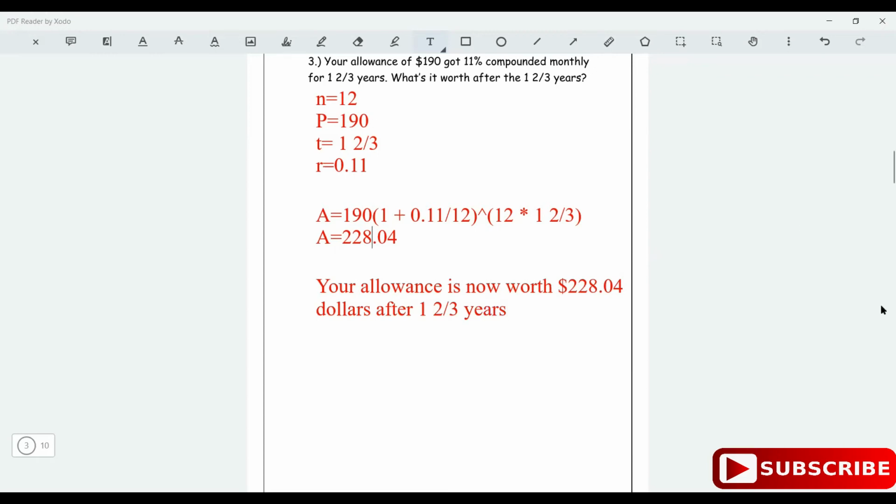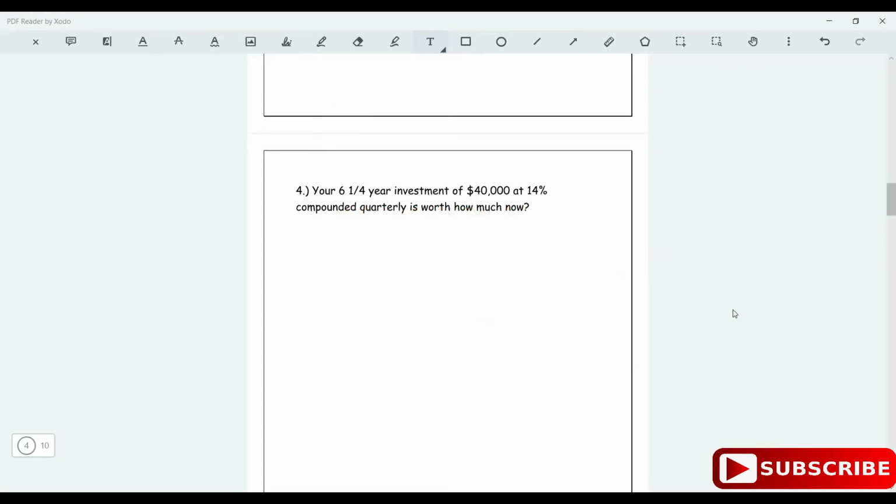So let's go ahead and continue. Question 4 says your 6 1/4 year investment of $40,000 at 14% was compounded quarterly. How much is it worth now? So quarterly tells us n equals 4. The time we know is 6.25, or 6 1/4, in years. Then your principal is 40,000 and your rate is given by 0.14.